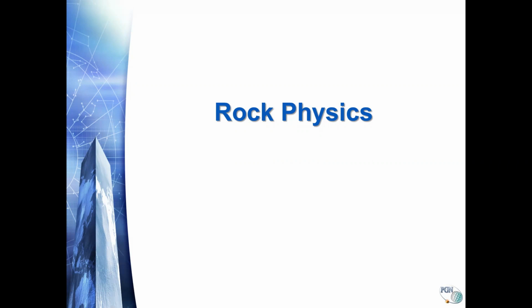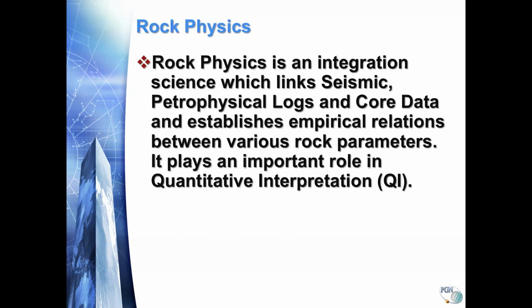We start with the rock physics. By definition, rock physics is an integration science which links the seismic, petrophysical logs as well as the core data and establishes empirical relations between various rock properties. We know that petrophysics is basically physics of rock. The term petrophysics is generally used for the logs or physical properties that have been measured by the wireline logs, whereas rock physics, we would refer more to establishing correlations between various other parameters.